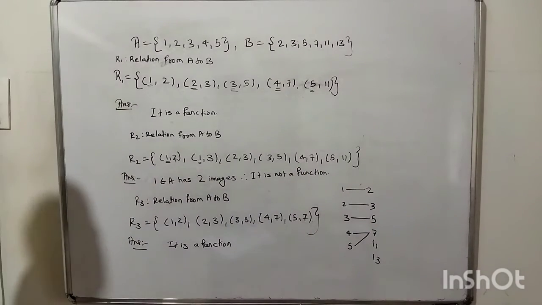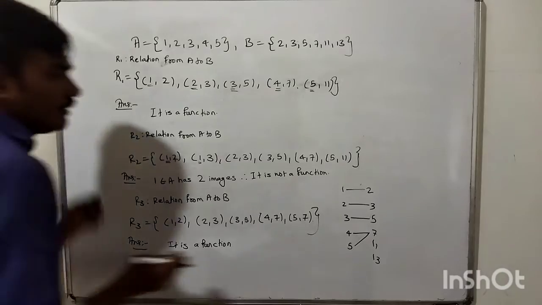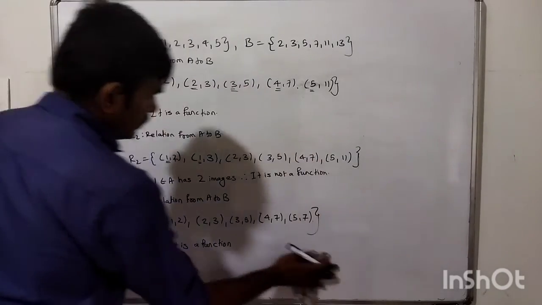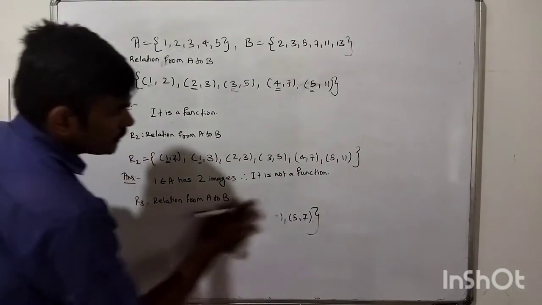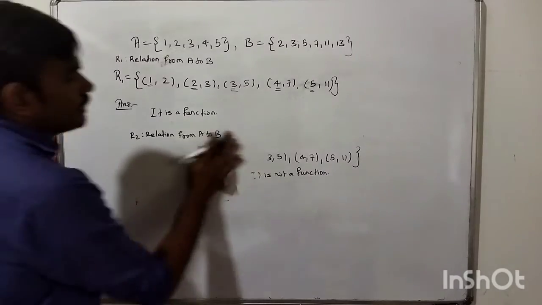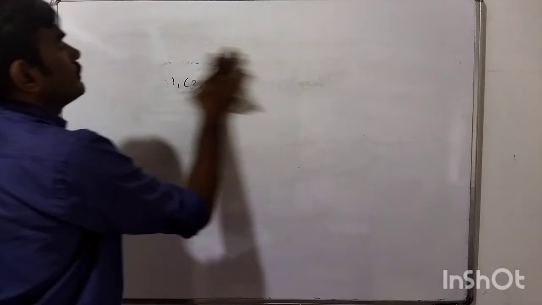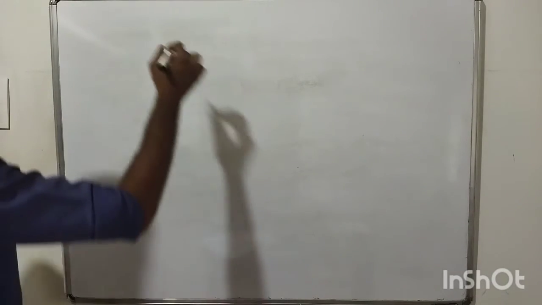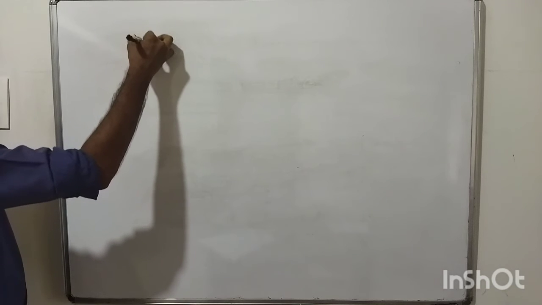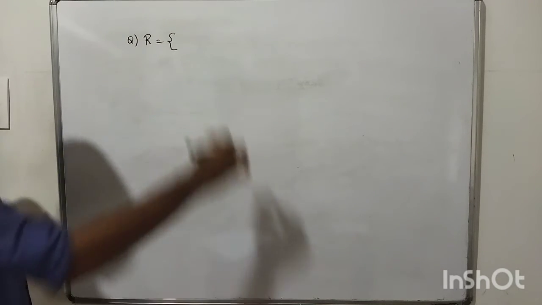Okay, so this is using roster form. Next, you see using set builder form. So set builder form will be given. You have to check whether it is a function or not. Okay, so I'll do one problem, to check whether this is a function or not.